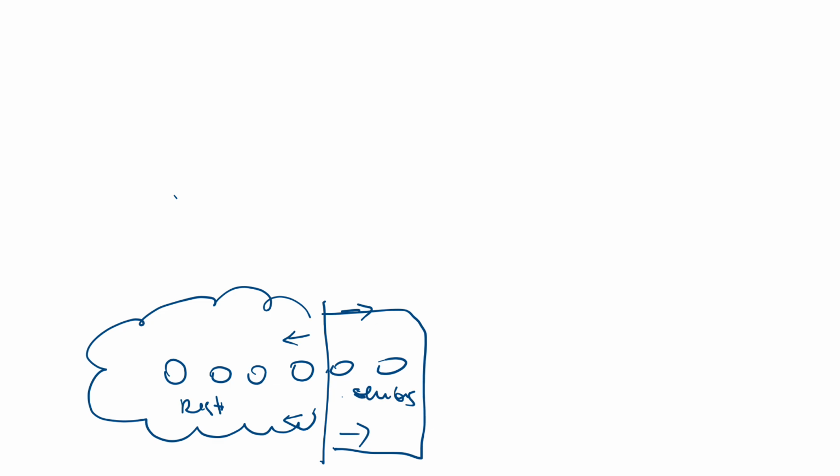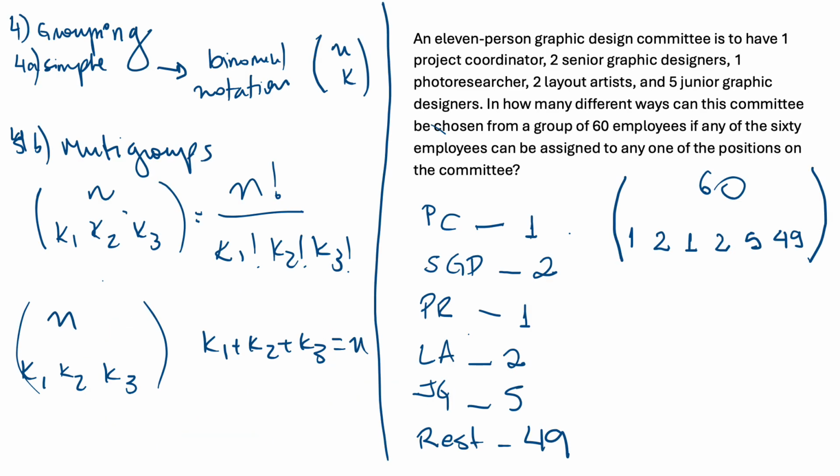So at the end of the day, what is missing here is the group of all the other employees that I have not picked, which is the group of the rest of the employees. So how many people do I have in this rest group? 49, right? It's what's missing to sum up to 60, right?